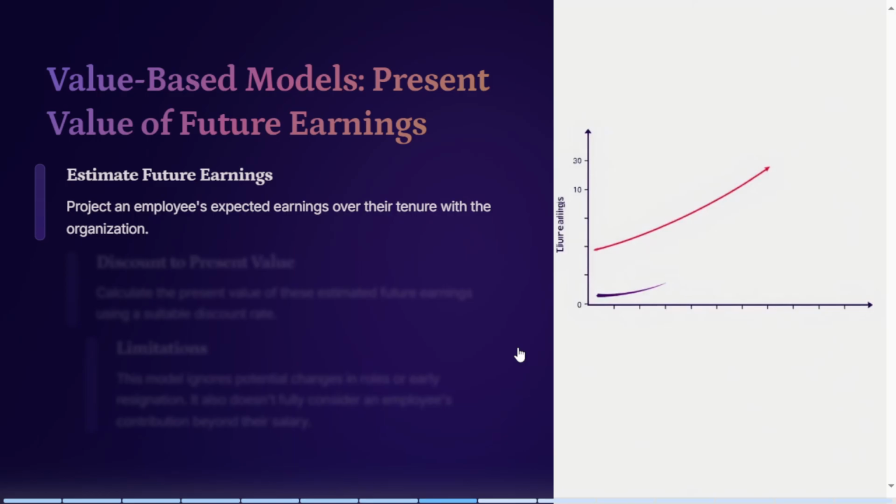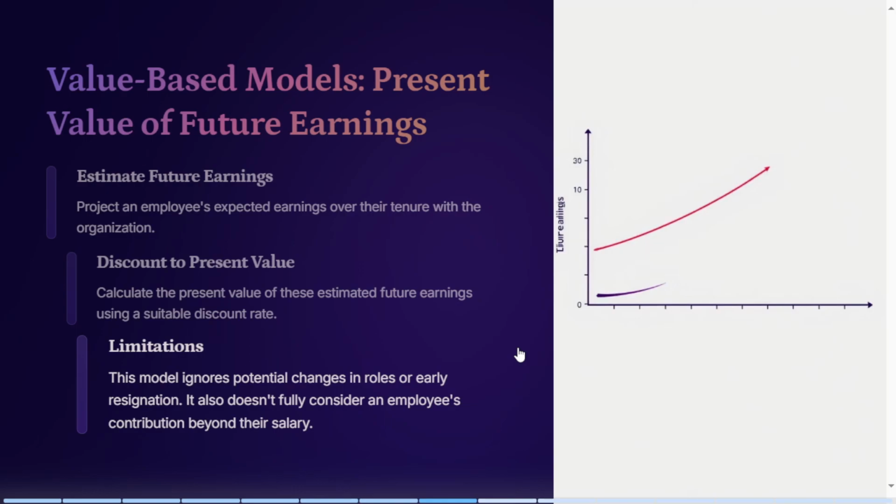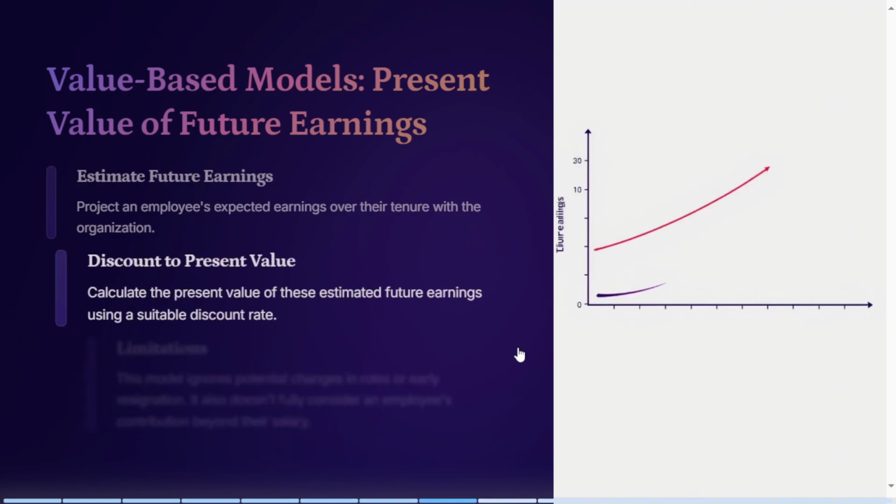Present value of future earnings model. This is like valuing a bond or investment. Here is how it works. Step number 1: estimate future earnings. Project what the employee will earn throughout their tenure with the organization. Second, discount to present value. Use a discount rate to calculate what those future earnings are worth today. Example for clarity: if an employee will earn rupees 5 lakh annually for the next 10 years and our discounting rate is 10%, we calculate the present value of this stream of earnings.